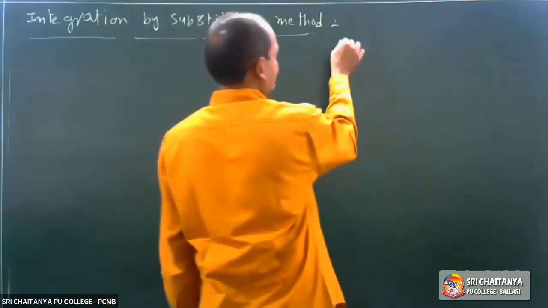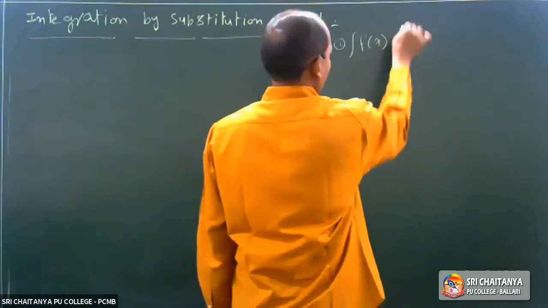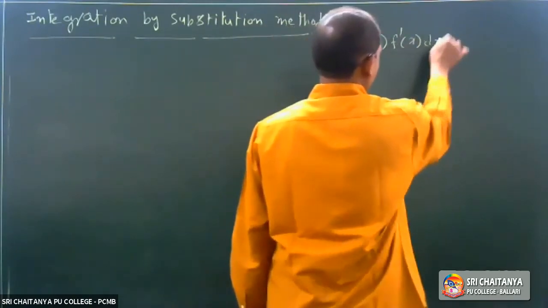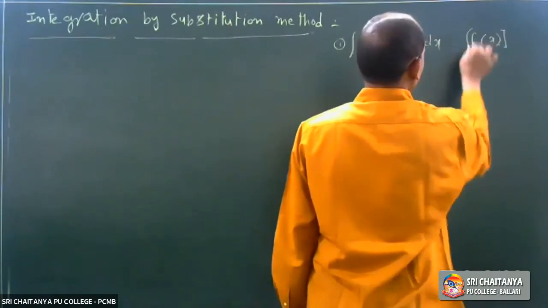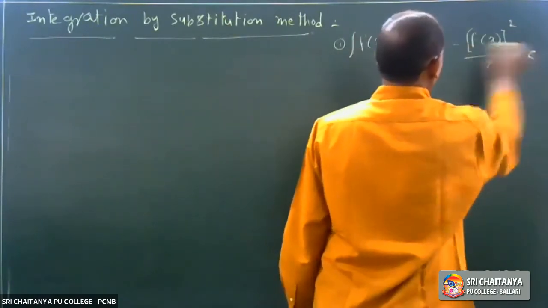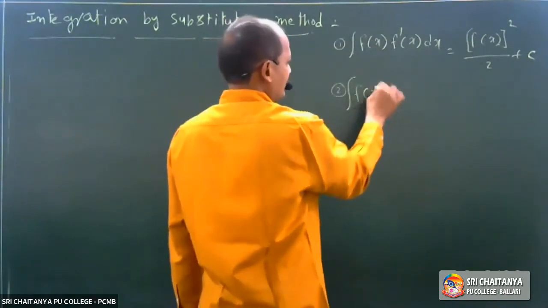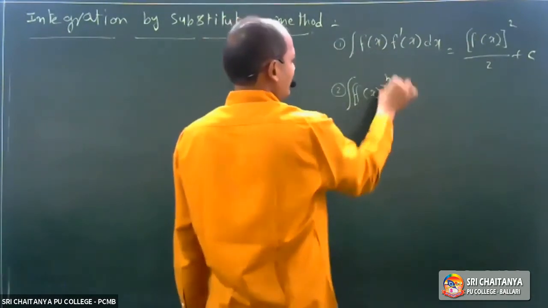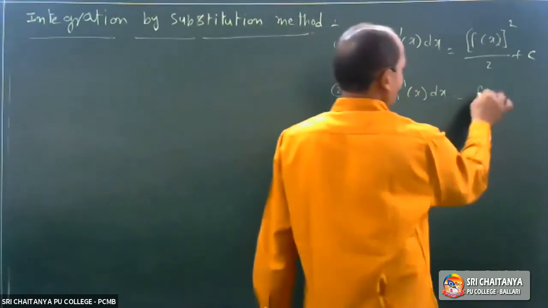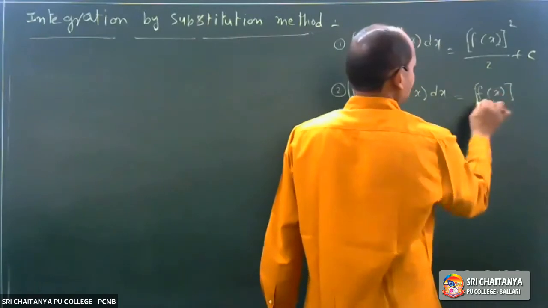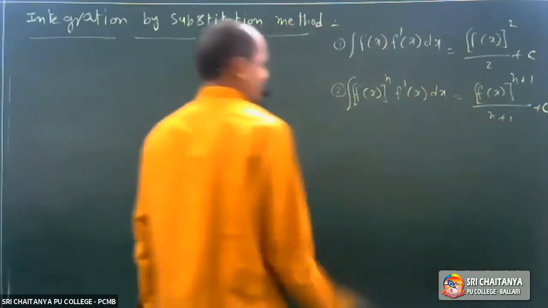First, what are the conditions? First one is the integral of f of x into f dash of x dx. It is f of x whole square by 2 plus c. Second one, the integral of f of x whole power n into f dash of x dx. It is f of x whole power n plus 1 by n plus 1 plus c.